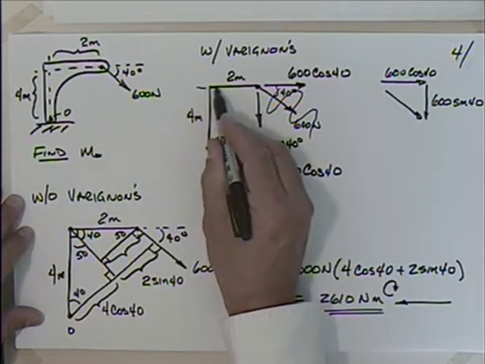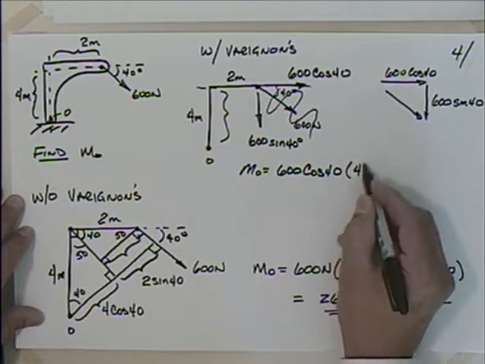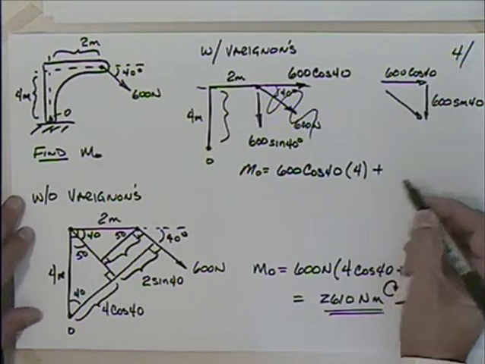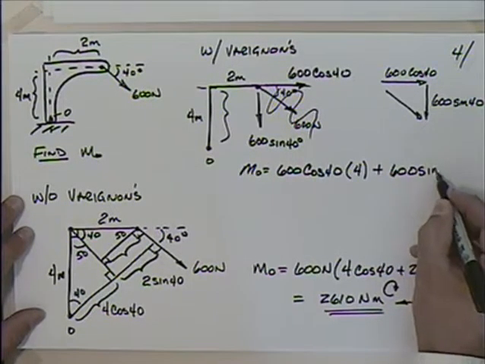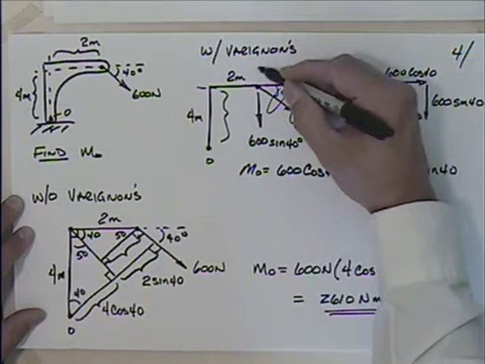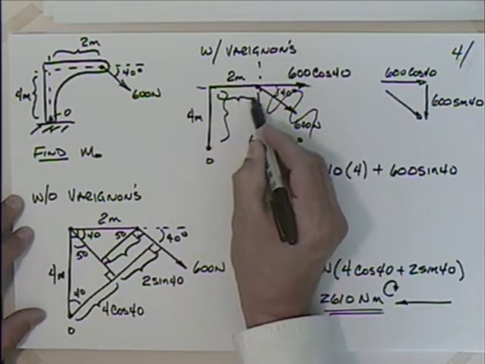That's that force there that acts along this line, so it's acting through a distance of 4 meters. And we have to add to that 600 times the sine of 40. That's that force there that's acting along this line, and that's acting through 2 meters.